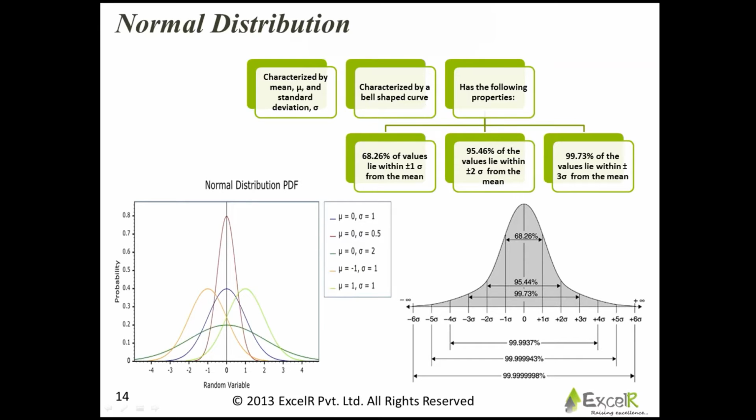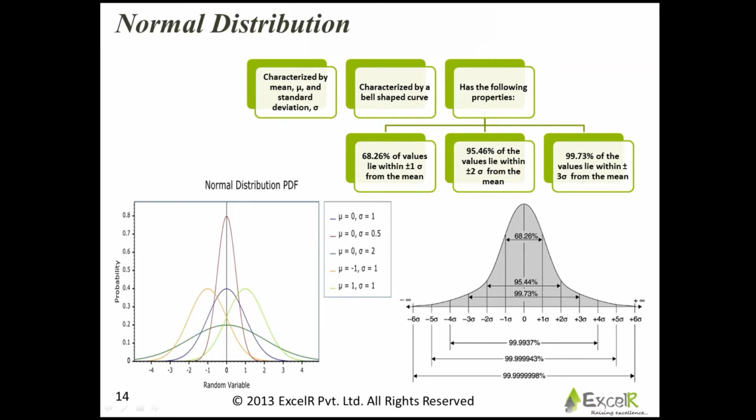If I maintain the mu as is and if I increase the standard deviation from 1 to 2, what would happen? Look at the difference. From this blue curve, when you have increased the standard deviation to 2, it has taken the form of a green curve. That is a lot more wider.